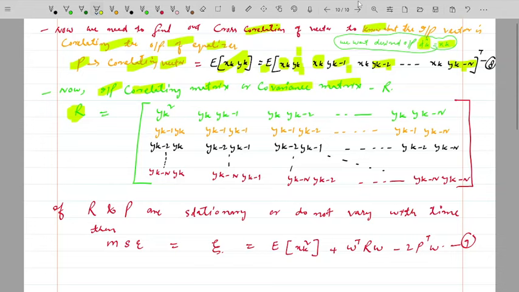So y of k is multiplied with y of k, then y of k is multiplied with y of k minus 1, y of k again is multiplied with y of k minus 2, and so on, up to y of k multiplied with y of k minus n.